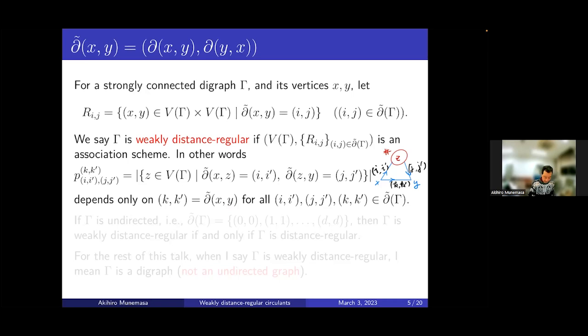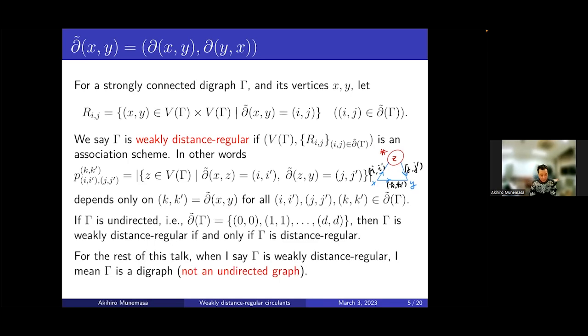So this generalizes the definition of distance regular graph, because if gamma turns out to be an undirected graph, then this two-way distance is just symmetric. So the pairs consist only of those where i is equal to j, or i is equal to i prime, and in this case the axiom reduces to the definition of distance regularity. So for the rest of the talk, I will exclude the undirected case. Formally speaking, if you define weakly distance regular graph in this manner, then it includes distance regular graphs by definition. But let's put them aside and focus on the directed graphs, which are not undirected.